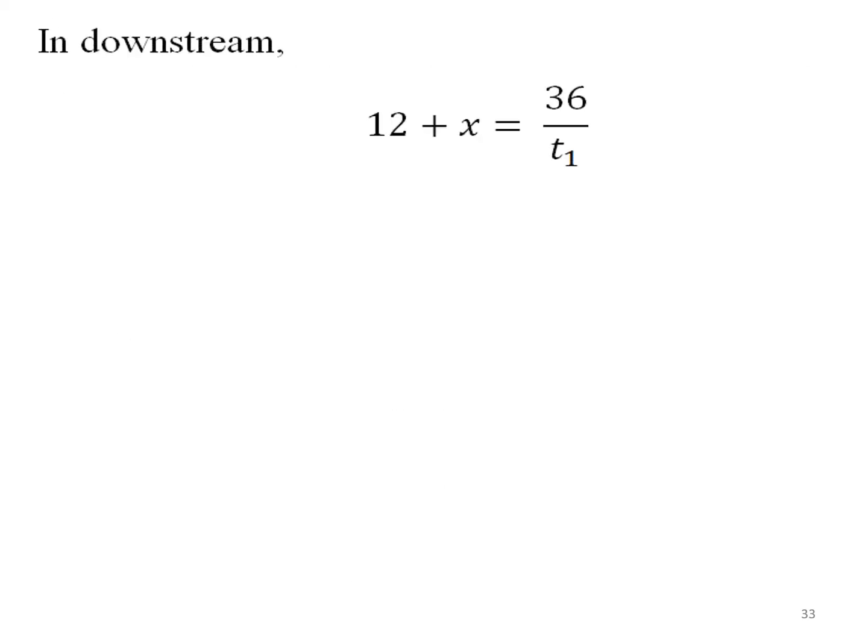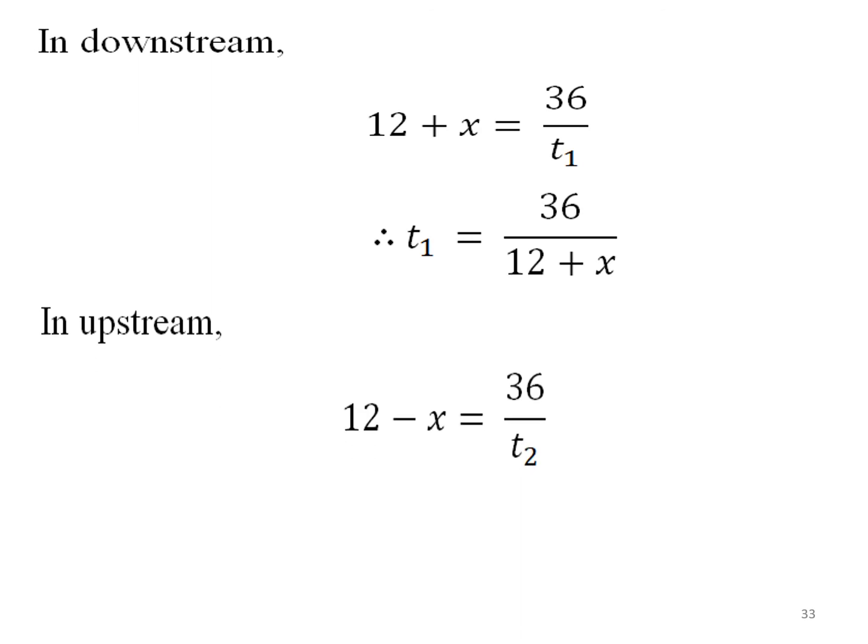Considering downstream, the speed is 12 plus x, distance is 36, and time taken is t1. I rearrange the equation to bring it in terms of time. So I get time t1 is equal to 36 upon 12 plus x. This is downstream. In upstream, 12 minus x is equal to 36 upon t2. Rearranging the equation in terms of t2, I get t2 is equal to 36 upon 12 minus x.